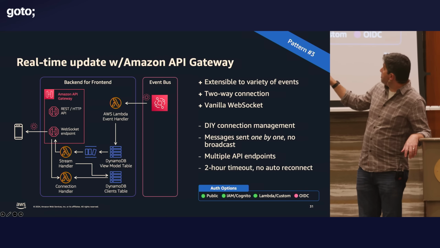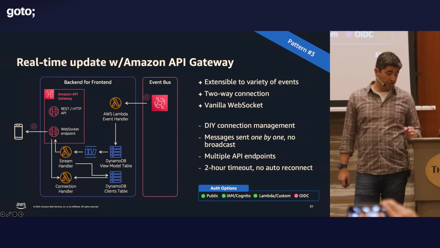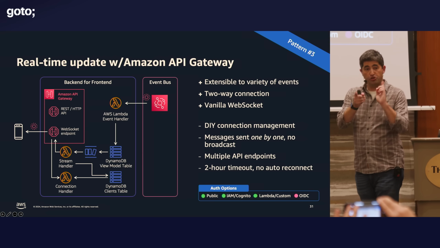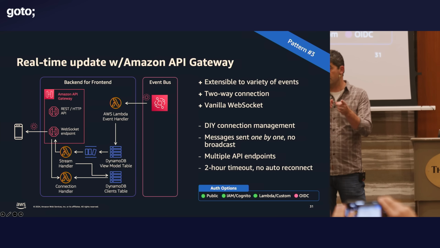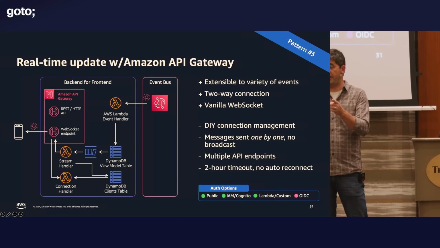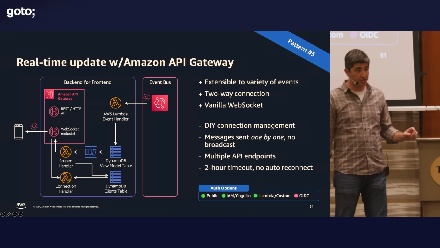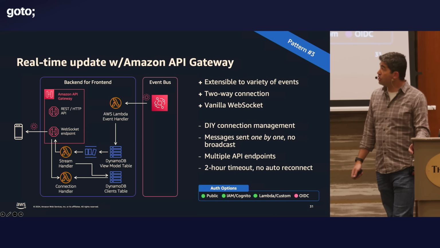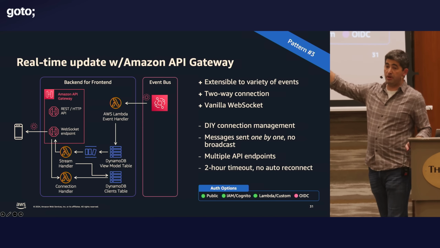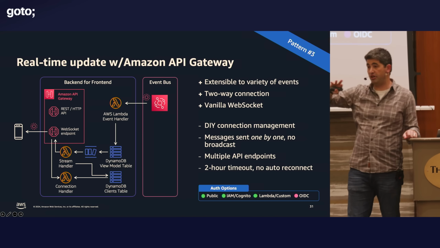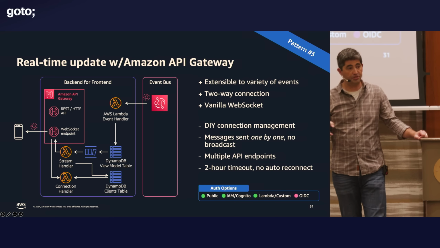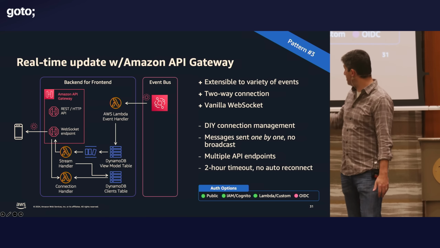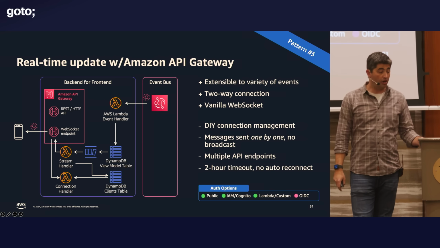So again, more moving parts. You need to do some DIY connection management. But if you're building something like a chat application where you want to have that two-way connection between the client and server, you can do that here. So API Gateway supports two-way communication, unlike AppSync in the previous two examples. You can also create a public WebSocket endpoint that's just totally public and open. That's what I did for the demo just to show how to pull that off. But you can also wrap IAM and Lambda authorizers here.